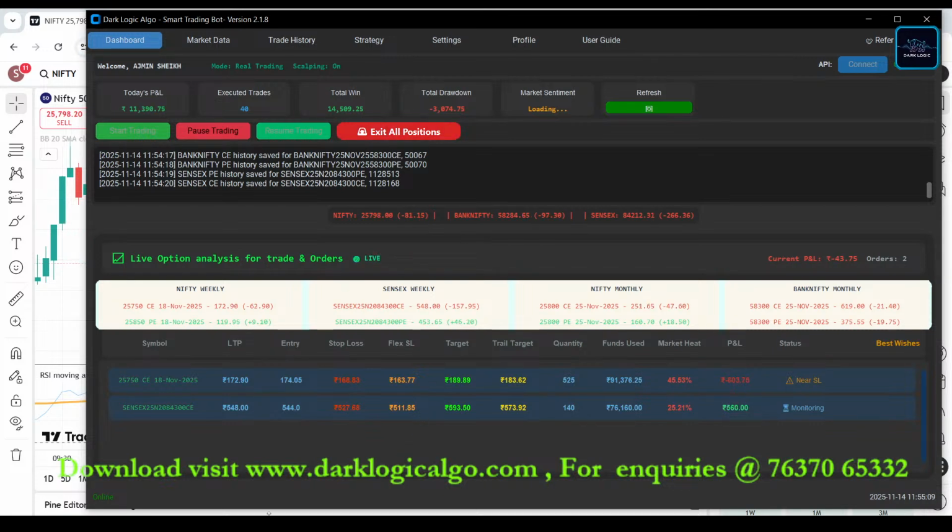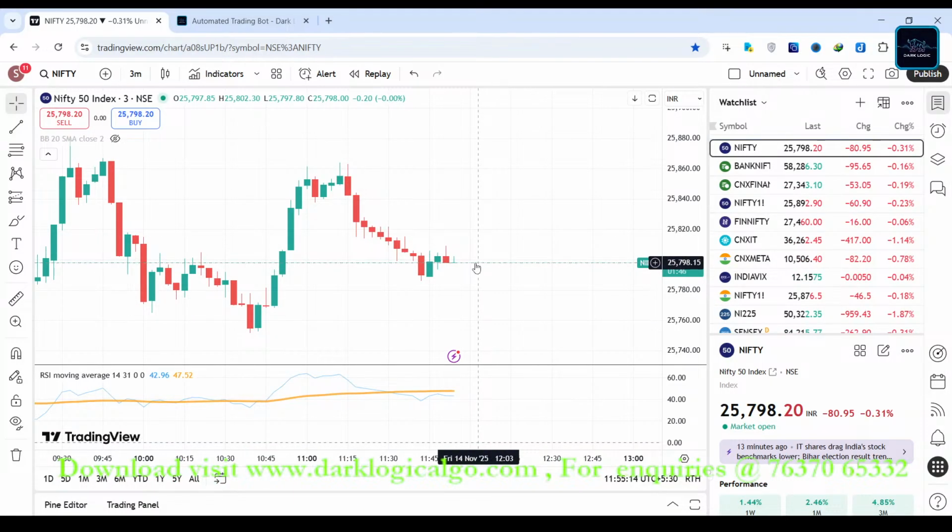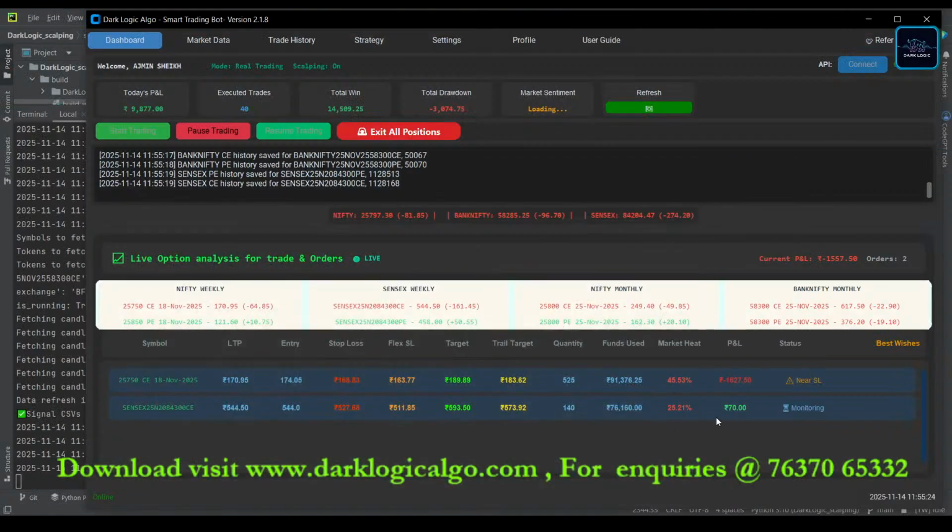See, the market is consolidating. It's not a trend. Sometimes it goes on the profit side, and sometimes on the downward side. That's why it's quite risky whenever there is a trend, and after the trend the market tries to consolidate for some time. That's why the PNL is fluctuating very much.